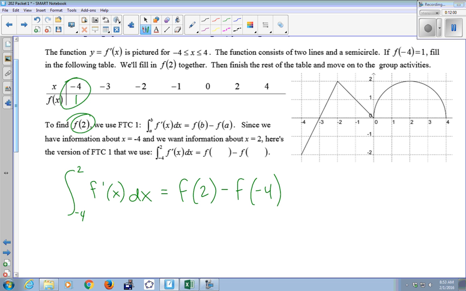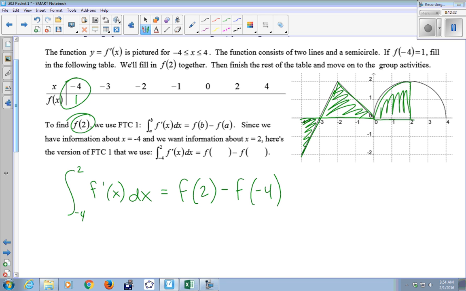It's the area between the curve and the x-axis. So I've got the x-axis and the curve, area between them, x-axis, curve, area between them, and I'm looking to go up until 2, from -4 to 2. All right, so I have to calculate the area here, remembering that area that lies below the x-axis is negative.